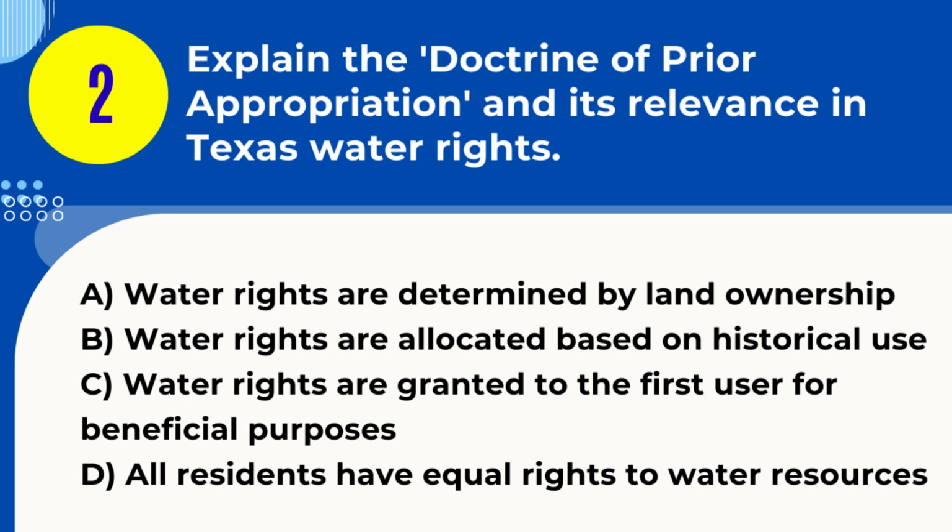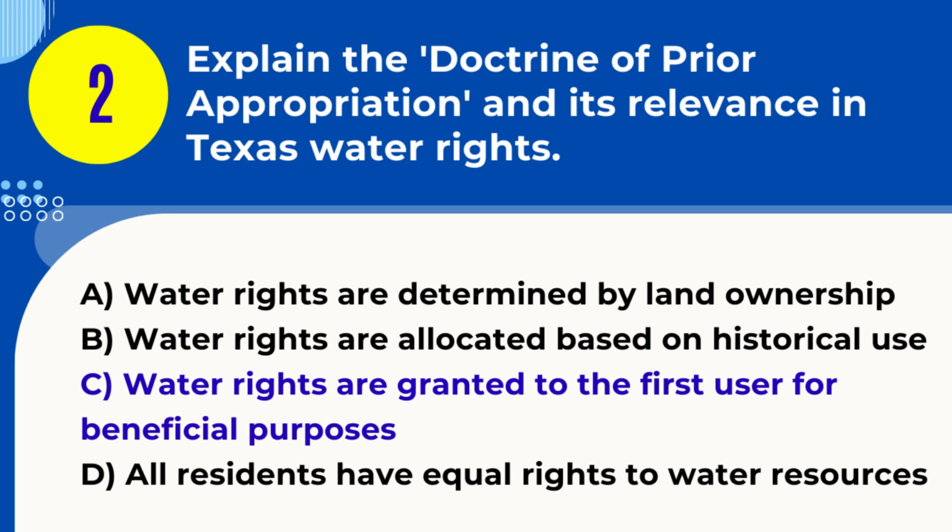Question 2. Explain the doctrine of prior appropriation and its relevance in Texas water rights. A. Water rights are determined by land ownership. B. Water rights are allocated based on historical use. C. Water rights are granted to the first user for beneficial purposes. D. All residents have equal rights to water resources.